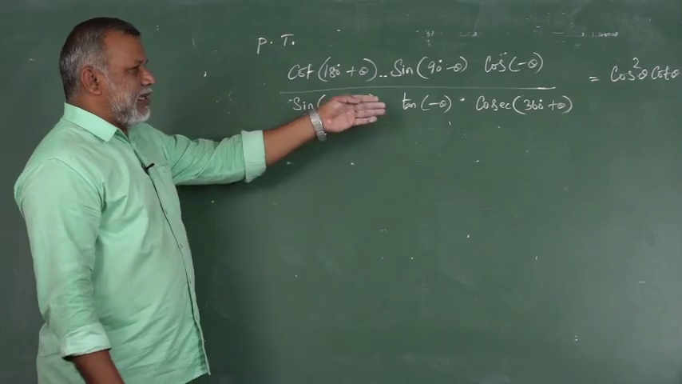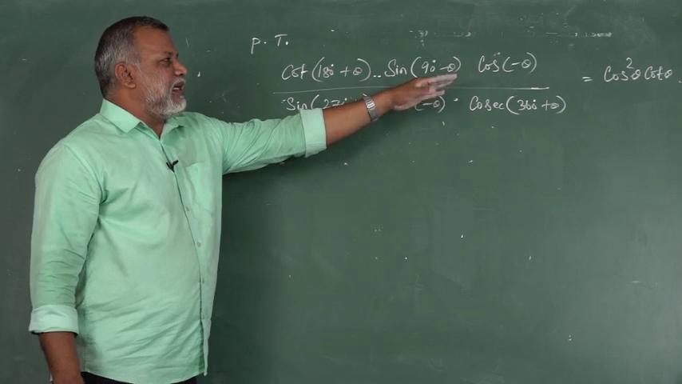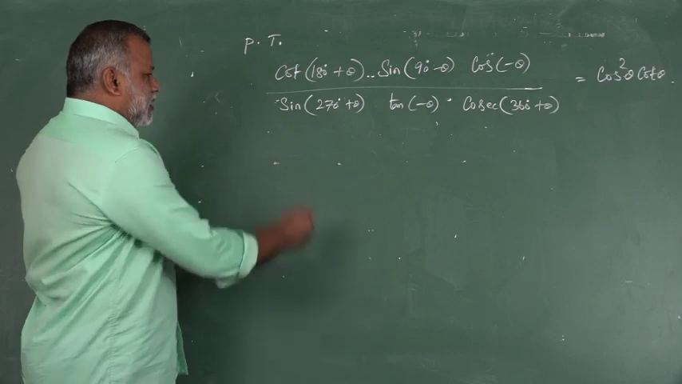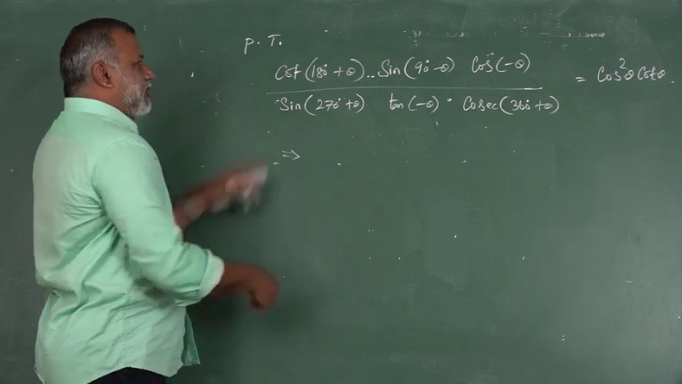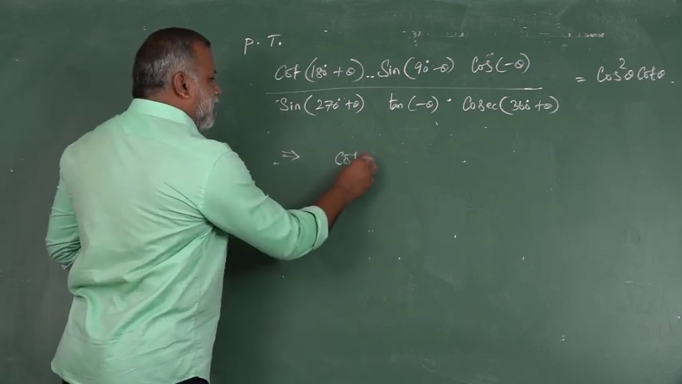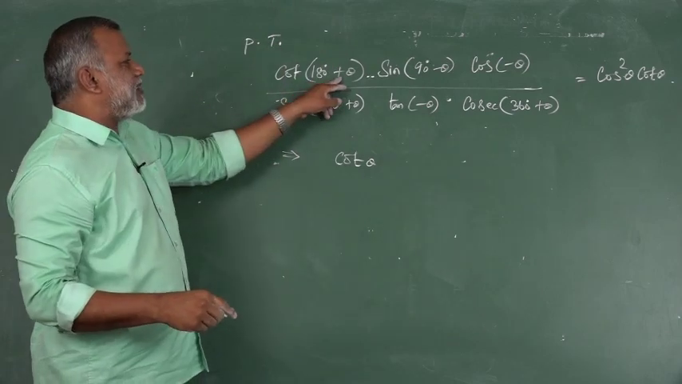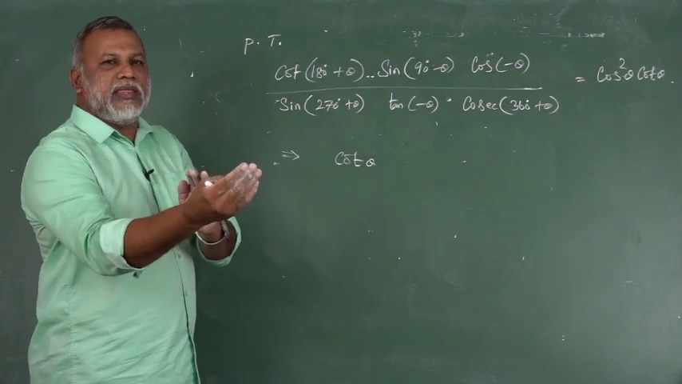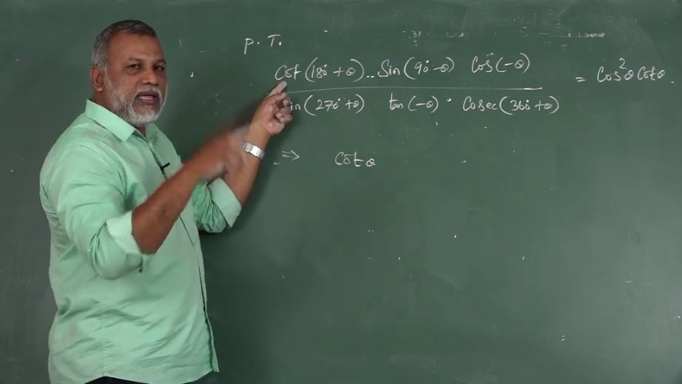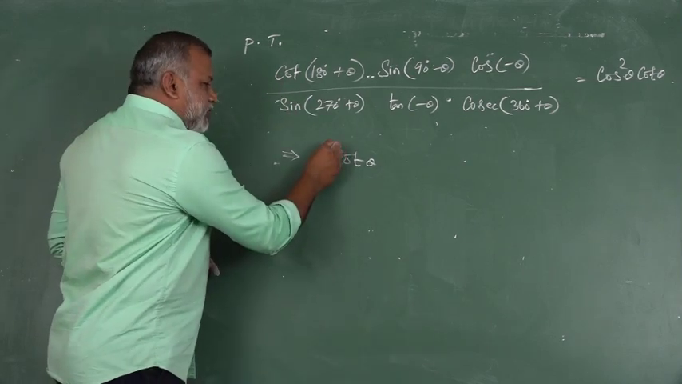Listen students, see the given question. Cot of 180 plus theta, 90 minus theta, like this the given data. So already we have the basic concepts. 180 plus theta means apply the same function, cot theta, but in which quadrant? Here 180 plus theta crosses over 180. That means it lies in the third quadrant. Third quadrant, by rule ASTC, tan and its reciprocal are positive. Here the given is cot, therefore it will take positive.